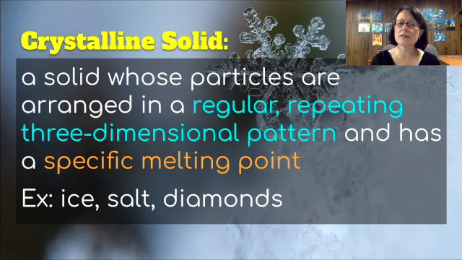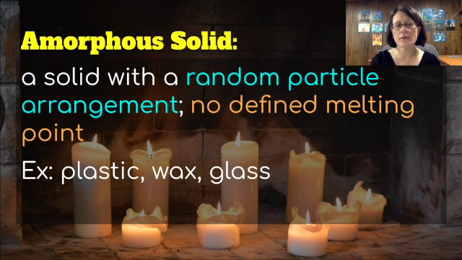Some examples of this, like I just said, are ice. Salt is a crystalline solid. Diamonds. Many minerals are also crystalline solids when we talk about earth science. There are also amorphous solids. Amorphous meaning not really having a shape, okay? These are solids with a random particle arrangement. They have no defined melting point. So they're not in that nice crystal structure. They don't form nice crystals like salt and ice with snowflakes do. Some examples are plastic, wax, and glass.